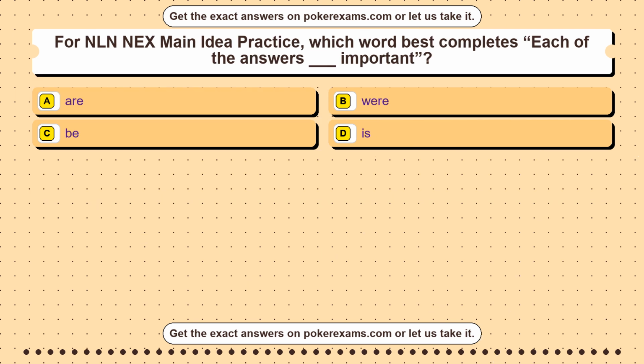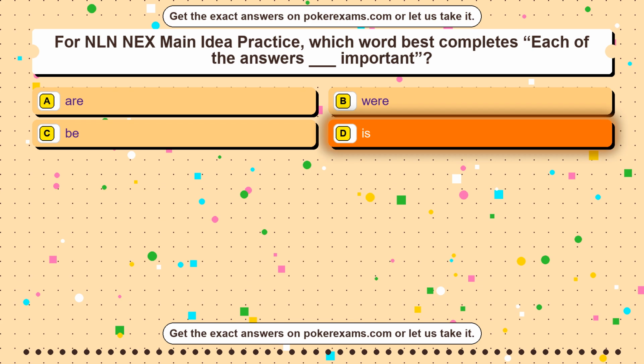Question 42. For NLN NEX main idea practice, which word best completes the sentence: each of the answers blank important? Option A, are. Option B, were. Option C, be. Option D, is. The correct answer is option D, is.